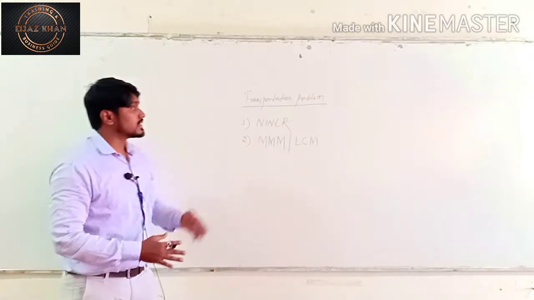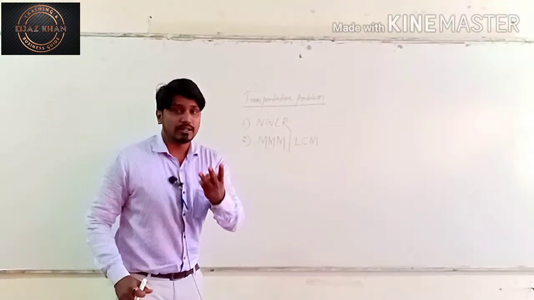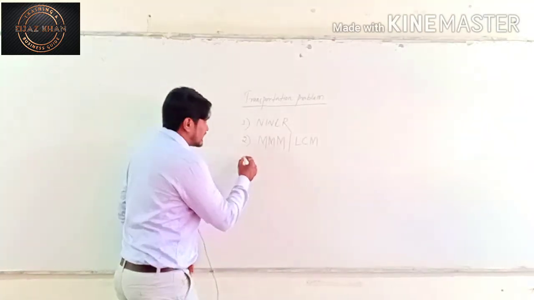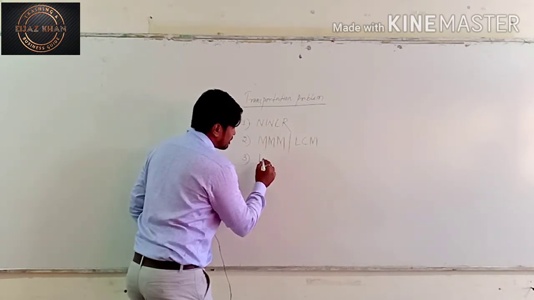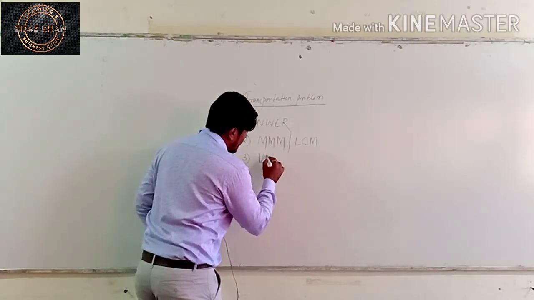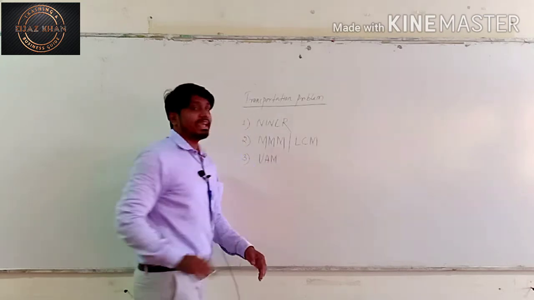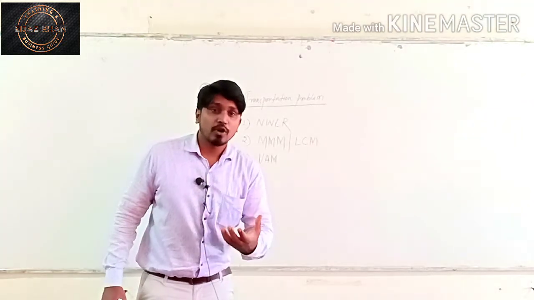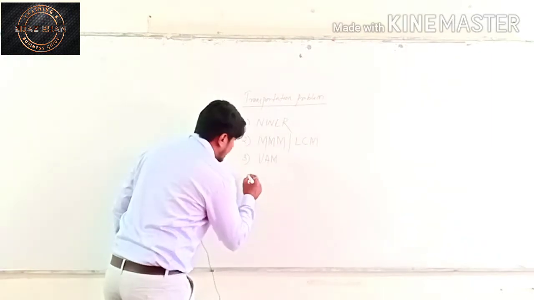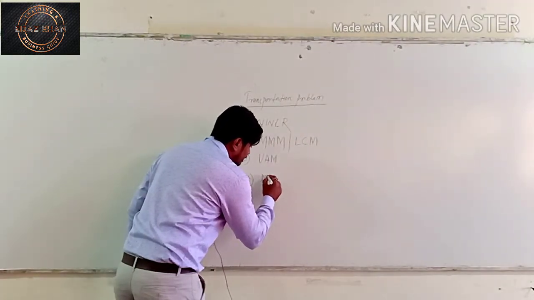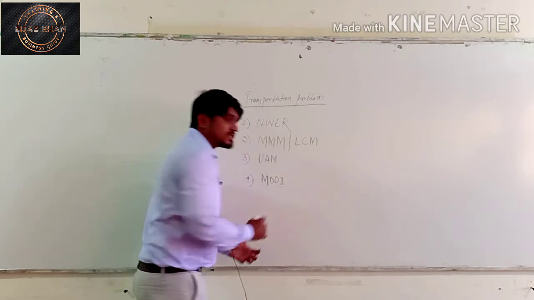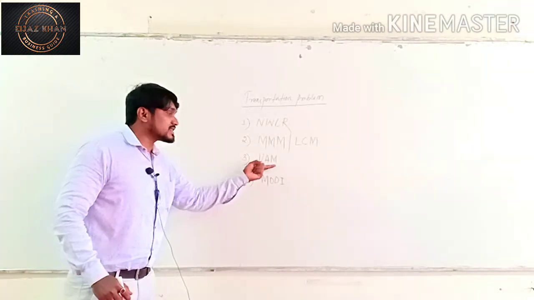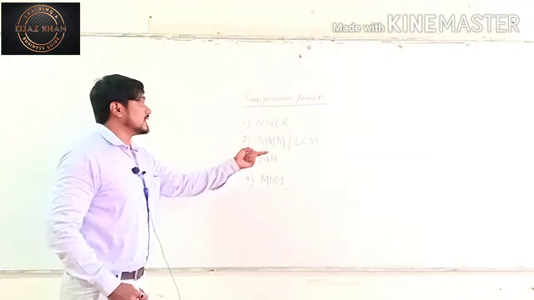I have explained all these points. There are three different methods and one more called the modification technique or method. So the third one is VAM, Vogel's approximation method. And the last one is MODI. MODI stands for modification. VAM stands for Vogel's approximation method.